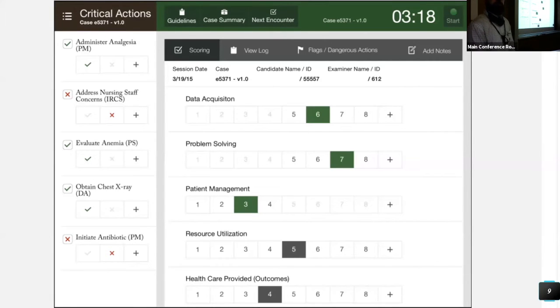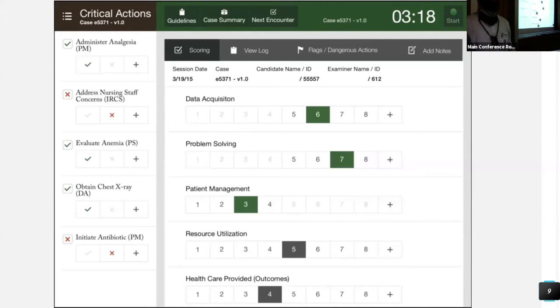And similarly, when the candidate got problem solving, this evaluated anemia, and did do that critical action, the lower numbers got grayed out, indicating the candidate should be getting a higher score in that area. And the other ones that maybe didn't have critical actions can be on the entire scale.